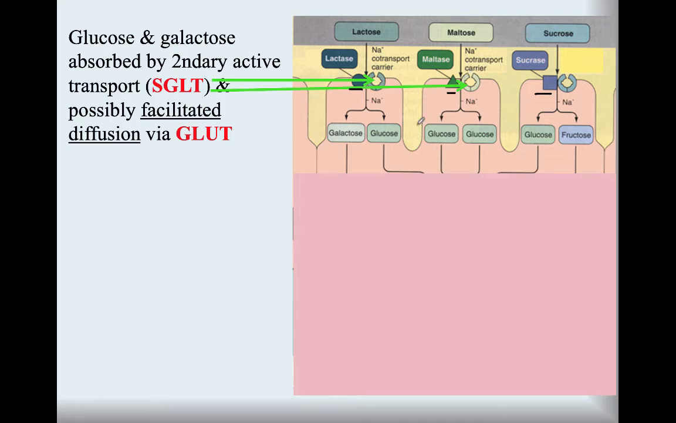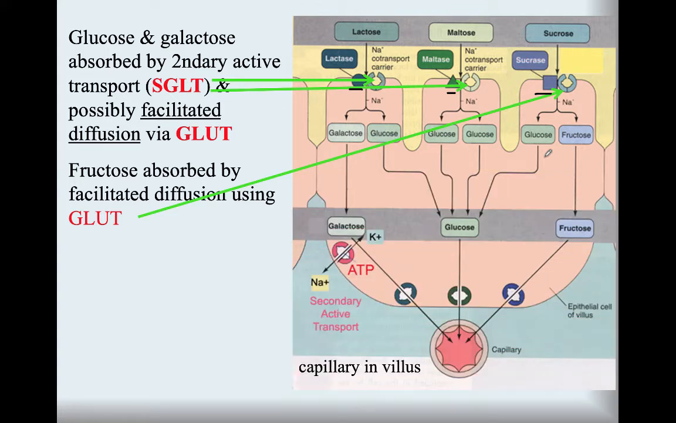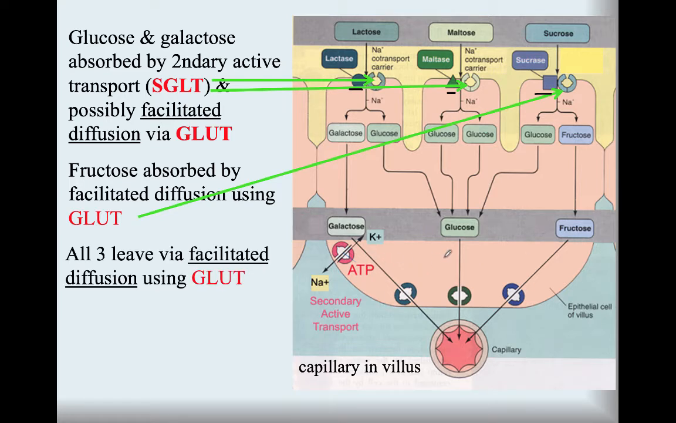There might be a little bit that occurs via facilitated diffusion using a GLUT molecule. Fructose is absorbed using that method, facilitated diffusion using a GLUT molecule. And so you can see that the fructose gets across and into the epithelial cell by a slightly different method than the glucose and galactose. Okay, and so now once we're in here, now we use GLUT molecules to get those across.